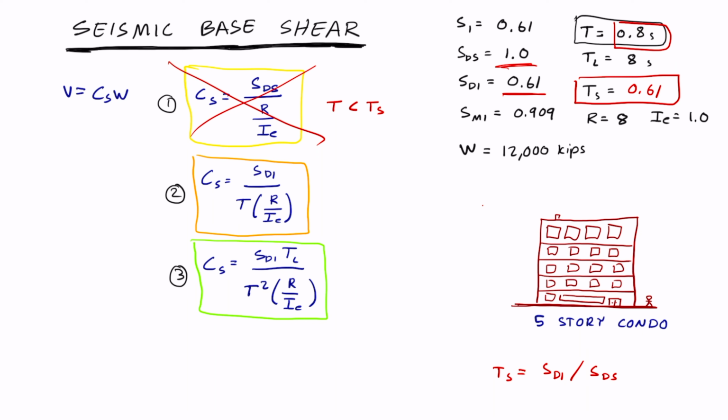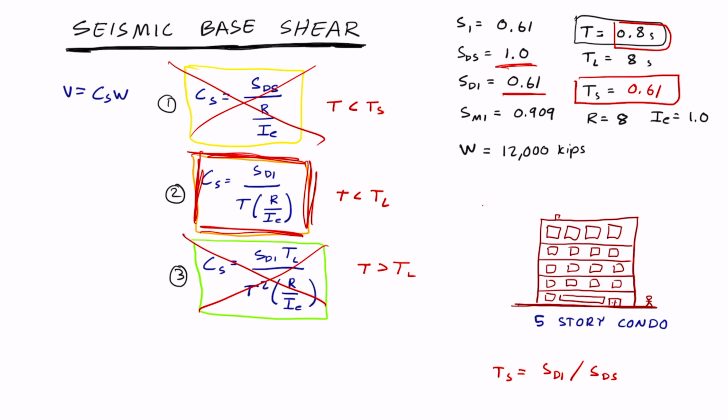And for the second equation, T must be less than TL. We'll check to see if that is true. TL is 8. Yes, of course. So this equation here is most likely the one we're going to use. Well, it is going to be the one we use because T is not greater than TL. That's the last check for the third equation, so we're not going to use that equation. So now we know we can find the seismic response coefficient by using equation number 2.